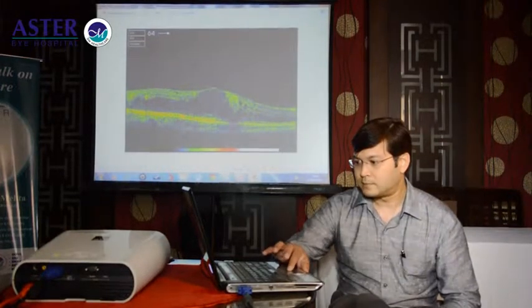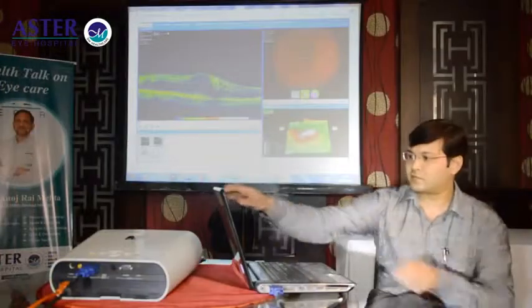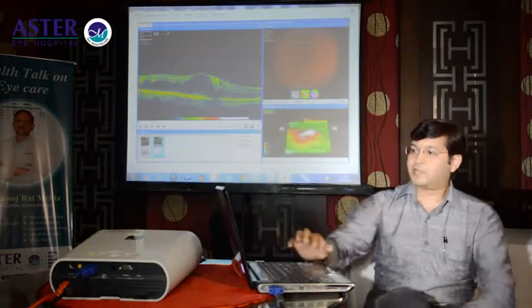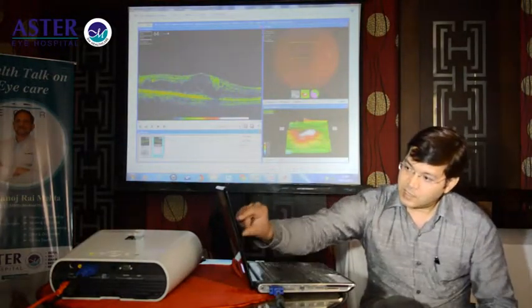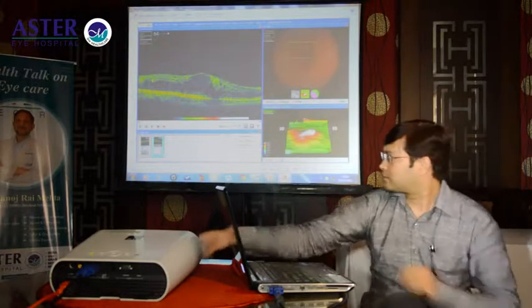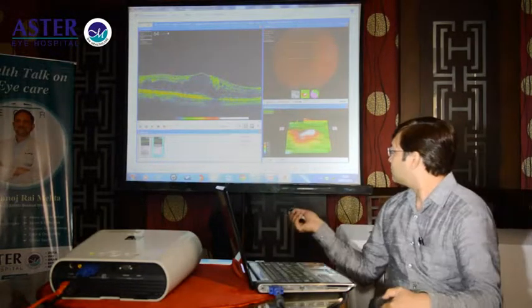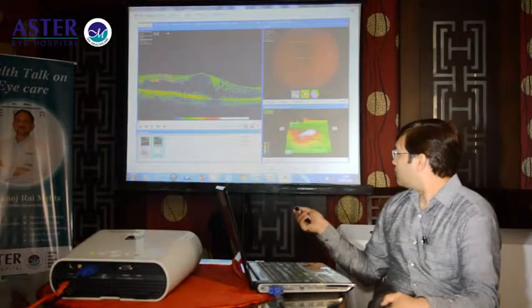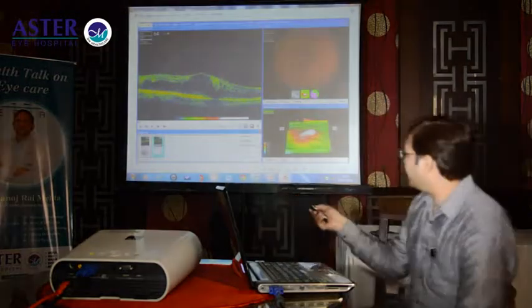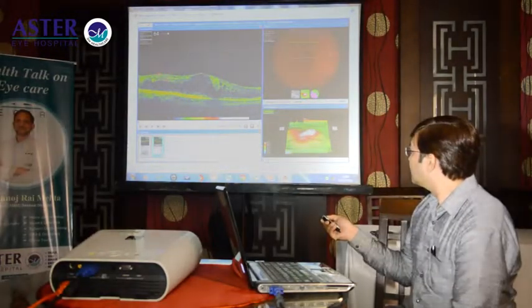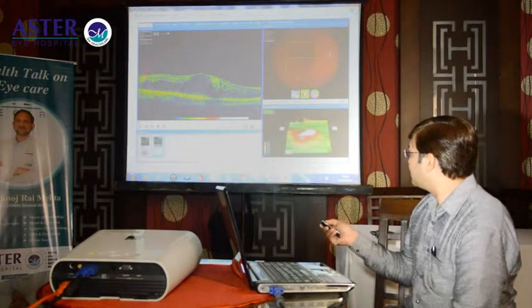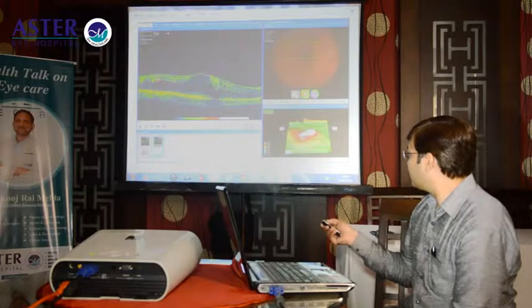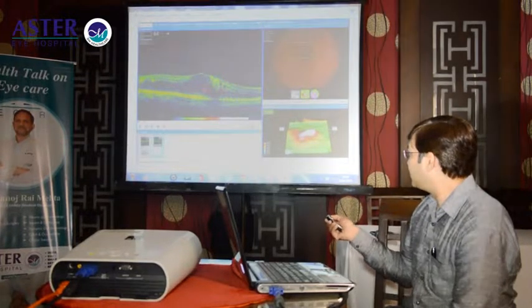normal OCT. Anyway, what the normal retina shows is that there's normally a foveal depression in the retina, with the fovea present in the center here. The normal retina appears like this, and there's a foveal dip.